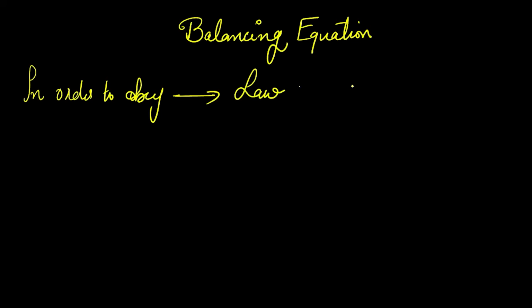Okay, so we are now on to balancing chemical equations. Why are we balancing chemical equations? Yes, so we must know the law of conservation of mass. In order to obey which law? The law of conservation of mass. We are doing balancing.